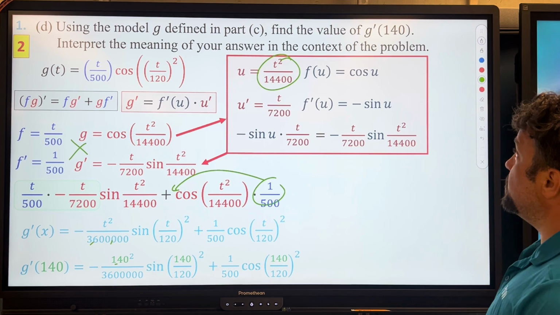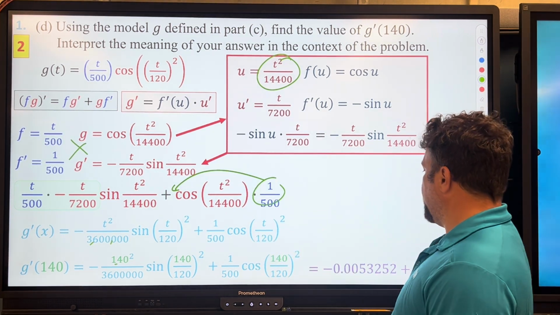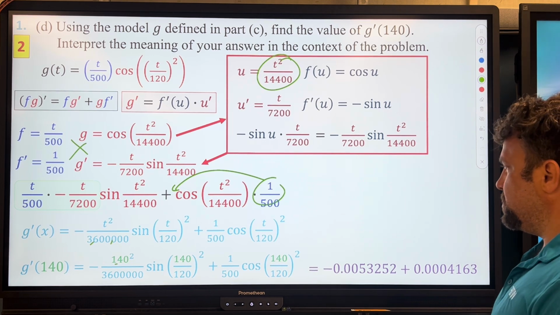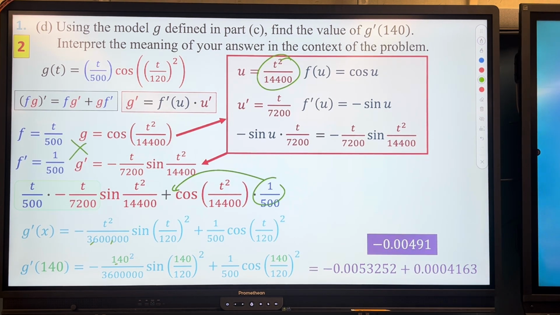And what you can finally do is plug your 140 in. If I plug my 140 in and type it in my calculator, I get an answer, which is negative 0.00491, which is my answer.